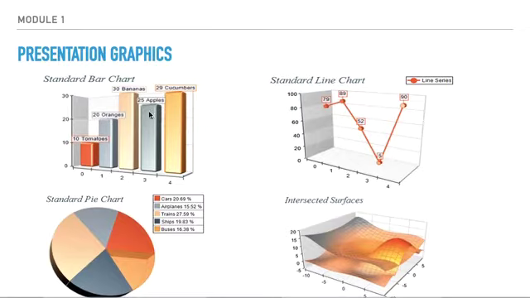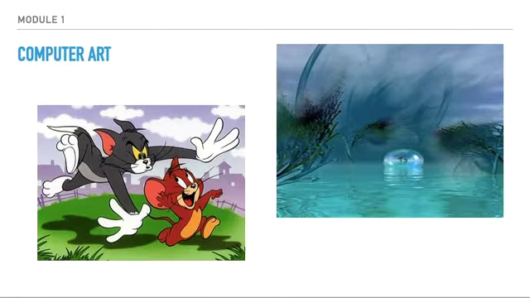Okay, bar charts like this, line charts, intersected surfaces, pie charts, etc. So this is basically presentation graphics. Graphs are basically used to display mathematical, statistical, financial, scientific, and economic data. Okay, that's the second application.